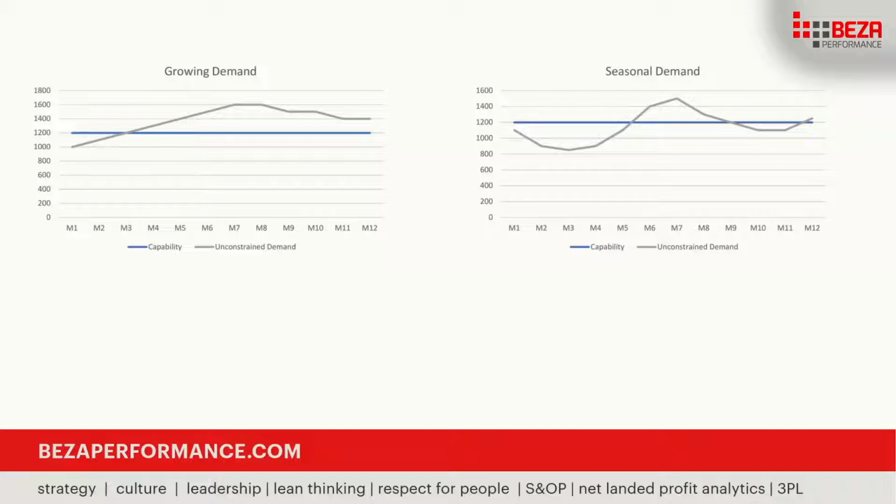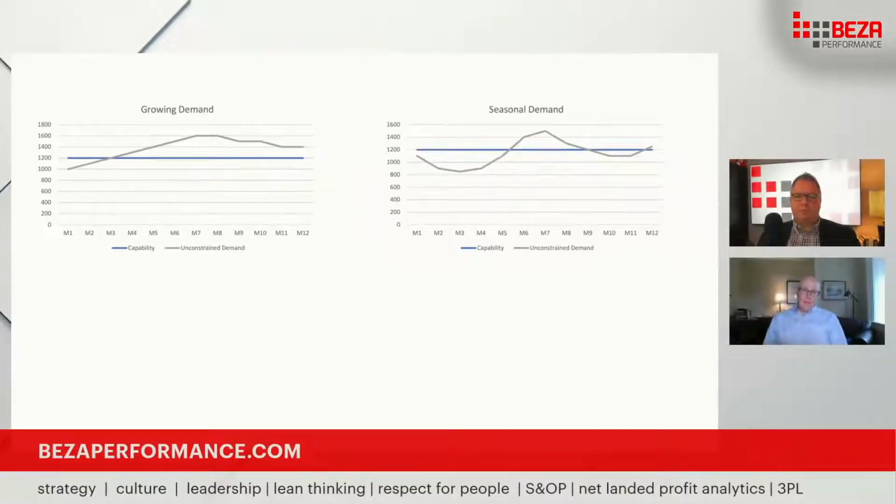No, it's a good point, because when you look at those decisions, you've got to be able to make them far enough in advance, right? So that 12 months is typically a minimum for that, I would think.